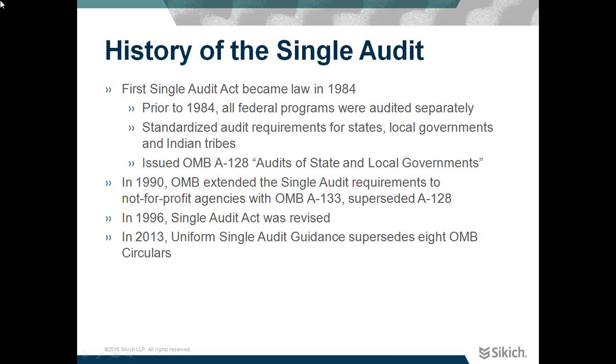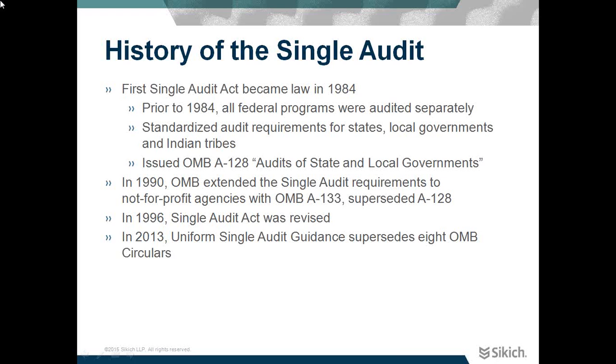OMB issued A128, Audits of State and Local Governments, and then nothing really changed until 1990. 1990 extended the single audit requirements to include not-for-profit agencies. They became part of OMB A133, which superseded the previous guidance in A128. 1996 saw the Single Audit Act revised, and the next one, which is not on the slide, is 2003, when the threshold for single audit requirements went from $300,000 to $500,000.